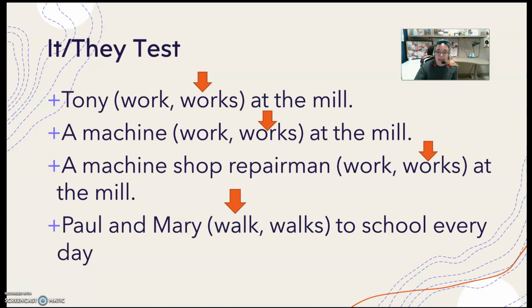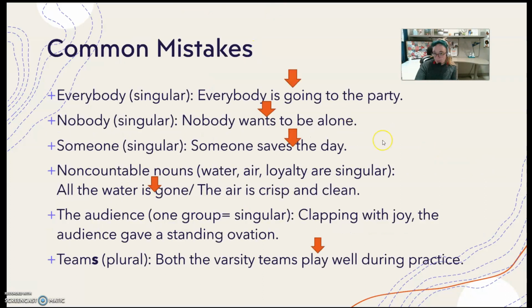So these are really simple examples that are really easy to identify, but sometimes the pronouns that we use are a little unclear. So I'm going to go over a couple examples of those. Common mistakes I see is in using words like everybody. Even though I might be describing a whole group of people, it is just one group, so it is singular. I don't ever say everybody are going to the party. I say everybody is going to the party because it's this whole group.